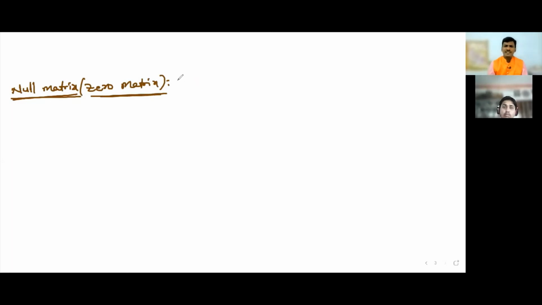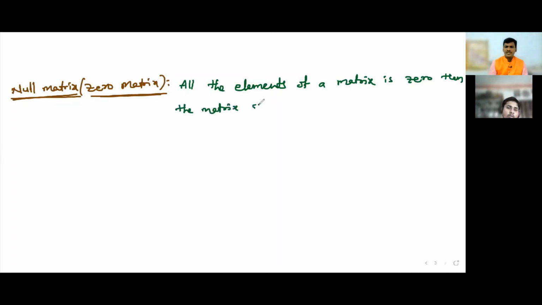If each and every element is zero, all the elements of a matrix are zero, then the matrix is called a null or zero matrix. Here it may be of any order.